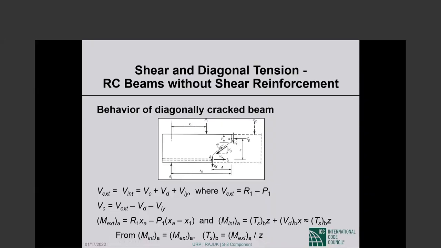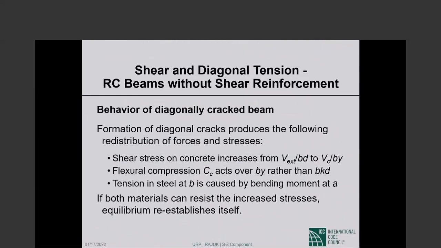That is an interesting conclusion and observation. So tension at B is equal to the moment at A divided by the lever arm Z. It is not the moment at B. That's what the diagonal crack has done. Okay, so we did derive a fairly significant conclusion.